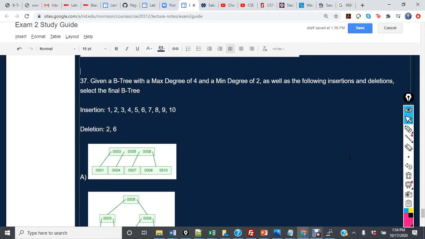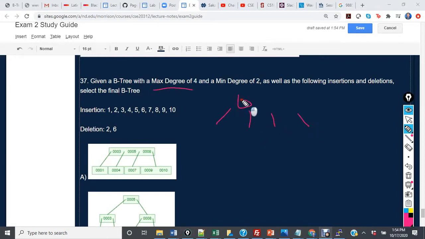Given a B tree with a max degree of 4 and a min degree of 2, as well as the following insertions and deletions, select the final B tree. So when we say a max degree of 4, that means we can have up to 4 child nodes and 3 values with each B tree node. So the first thing you want to do is grab the first 3 elements and put them in order. So in this case, it's 1, 2, and 3.